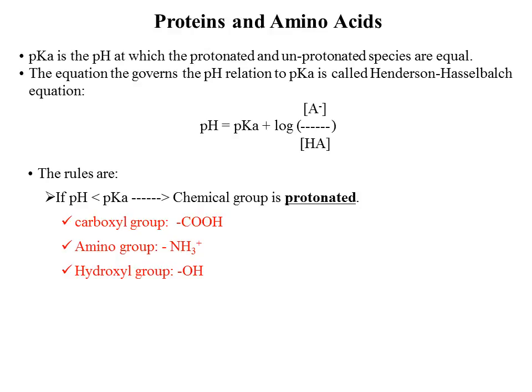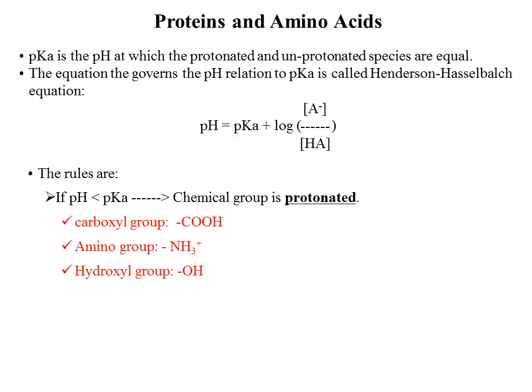Alright? If the pH is below the pKa, we will see pKa values, which you don't need to memorize. But if the pH is lower than the pKa, then those groups, carboxyl group, amino group, sulfhydryl group, will be protonated. And hence they will be looking like this, COOH. The amino group will look like this, NH3+. It will be positively charged. The hydroxyl group will look like this, OH. Okay? SH group will look the same.